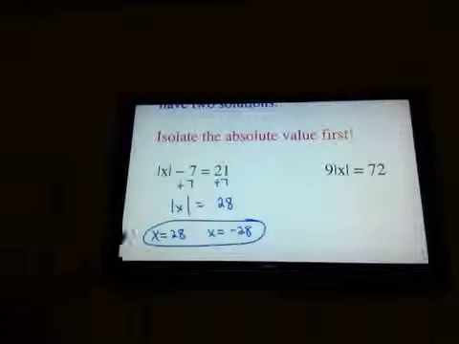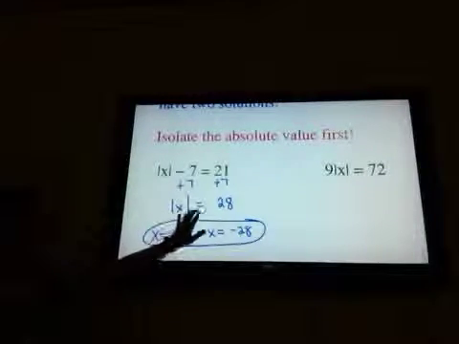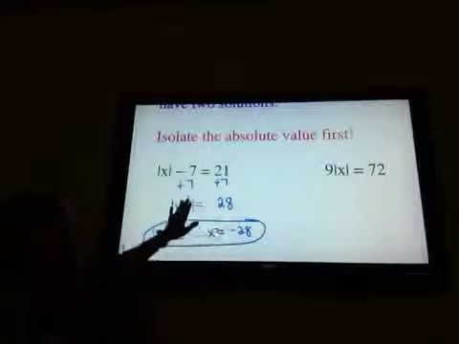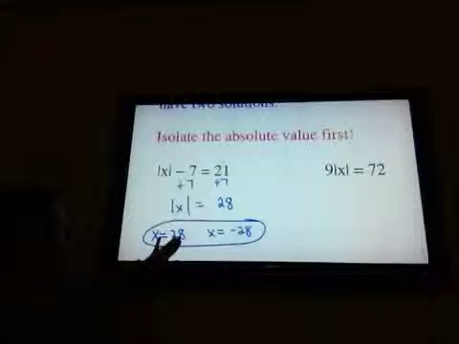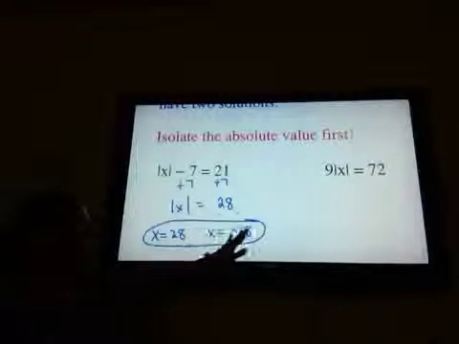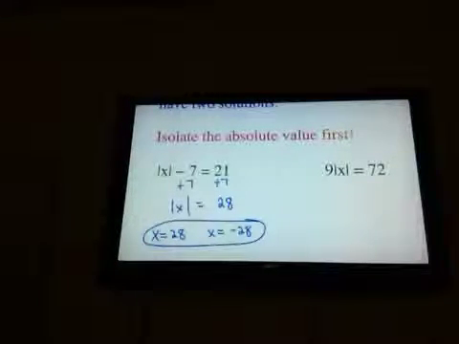So once the absolute value gets by itself and is equal to something, I set x, plain x, equal to that number, and then I set x equal to the opposite of that number. And those are my 2 solutions. 2 answers. Isolate the absolute value first.